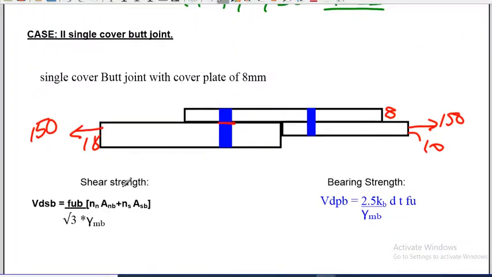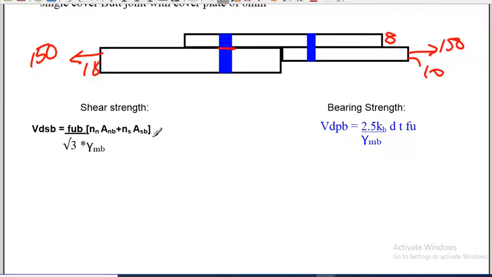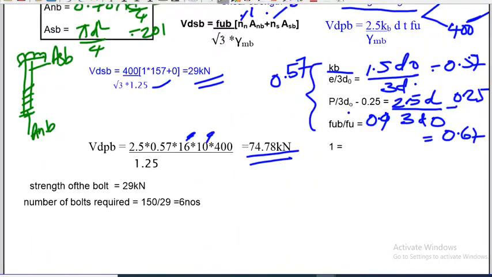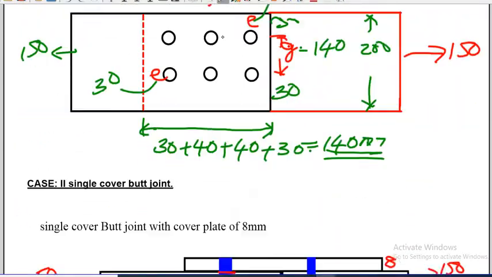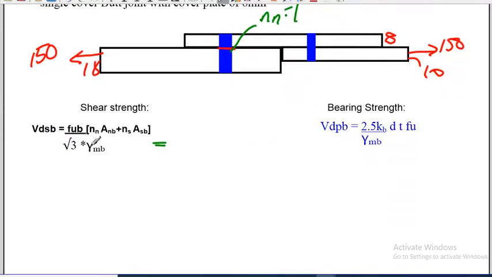We need to find out the shear strength, bearing strength, then the strength of the bolt. Total load divided by the strength of a single bolt will give you the number of bolts. When you calculate the shear strength, this is the formula, and FUB is not going to change, it is the same, which is 400. Here and in the previous slab joint case, the situation is exactly the same. It is only one shear plane, so we assume NN is equal to 1. The same ANB, ASP, everything we have calculated before, nothing is going to change.